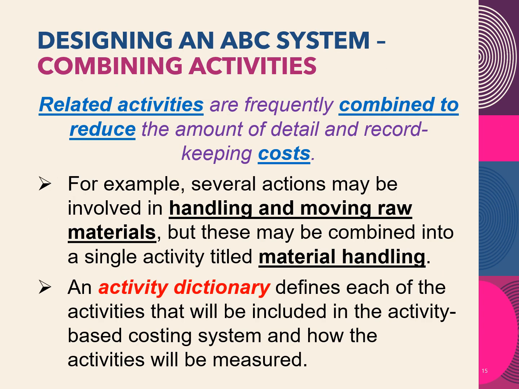An important step for designing the system is to combine activities. Related activities are frequently combined to reduce the amount of detail and record-keeping costs. For example, several actions may be involved in handling and moving raw materials, but these may be combined into a single activity titled material handling. An activity dictionary defines each of the activities that will be included in the activity-based costing system and how the activities will be measured.